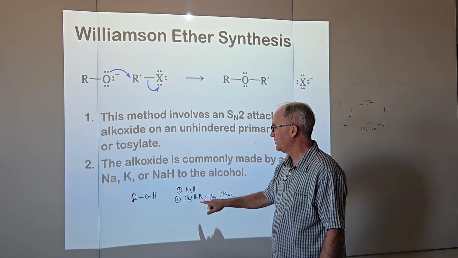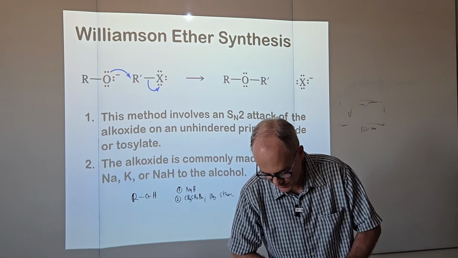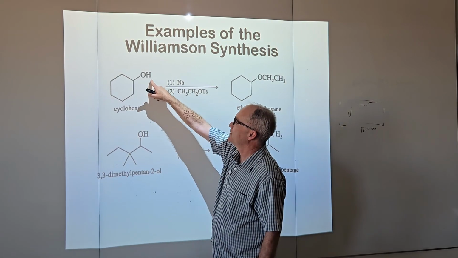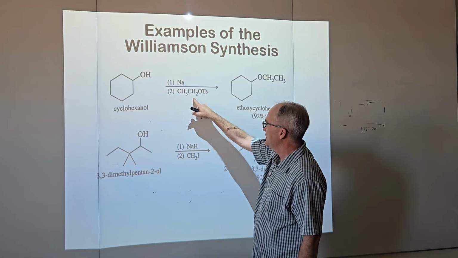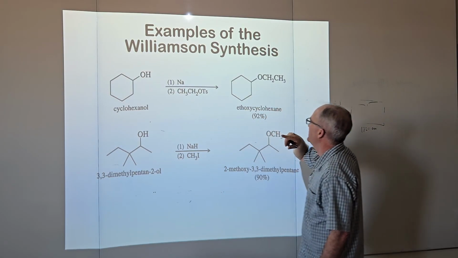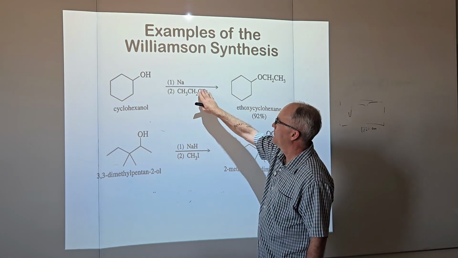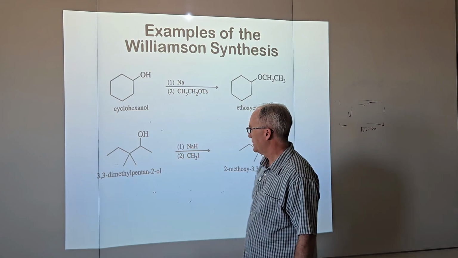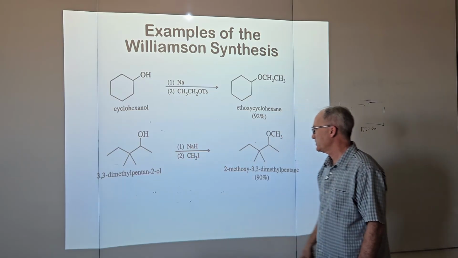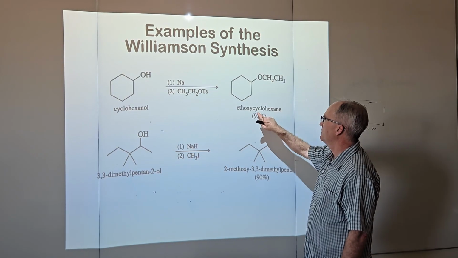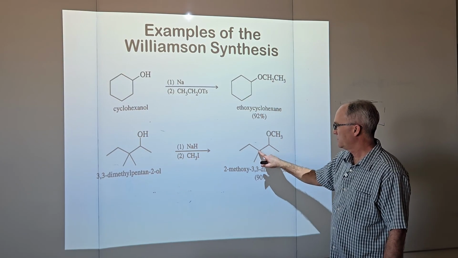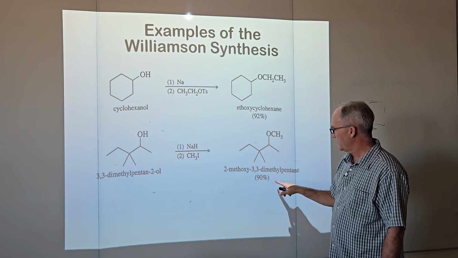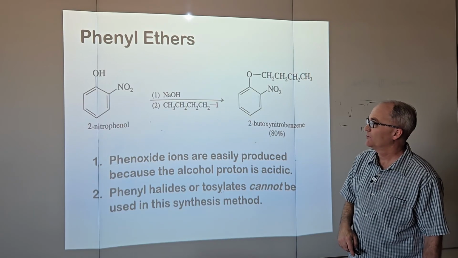Could be sodium, could be lithium, could be sodium hydride, form an alkoxide. So here's cyclohexanol. This is going to form the alkoxide. It's going to slam into that carbon, tosylate leaves. We could also have ethyl bromide. So here's the sodium hydride, makes the alkoxide, slams into here, SN2. So ethoxycyclohexane. 1, 2, 3, 4, 5, 2-methoxy-3,3-dimethylpentane. That review is for me.